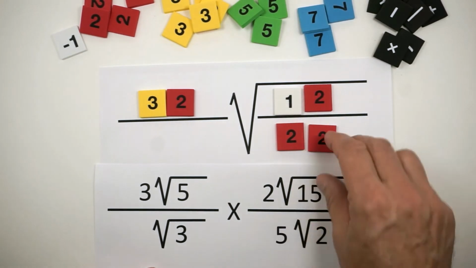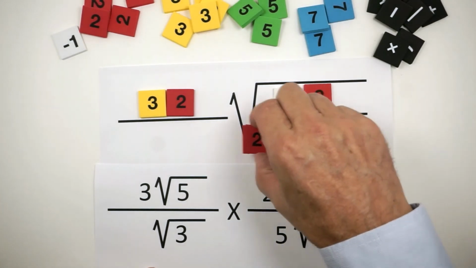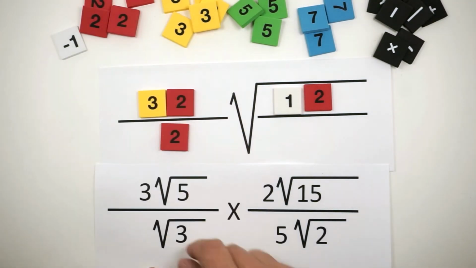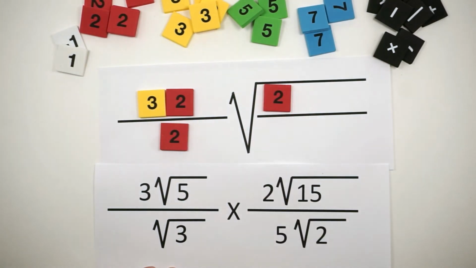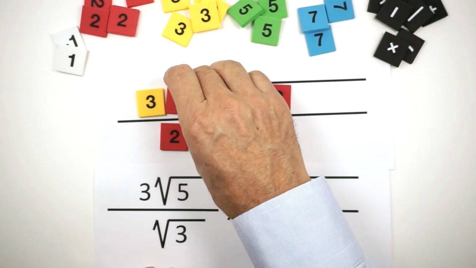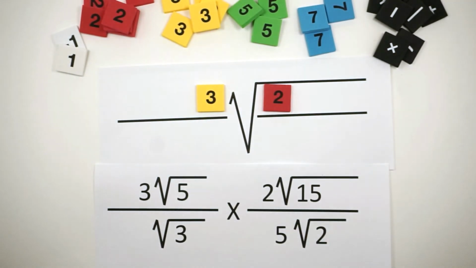But now I've got a perfect square downstairs. I've got 2 squared. And the square root of 2 squared is just 2. Upstairs, 1 times 2. We don't need that 1 anymore. Just 2. And outside, 2 divided by 2 is 1. And this problem simplifies to 3 radical 2.